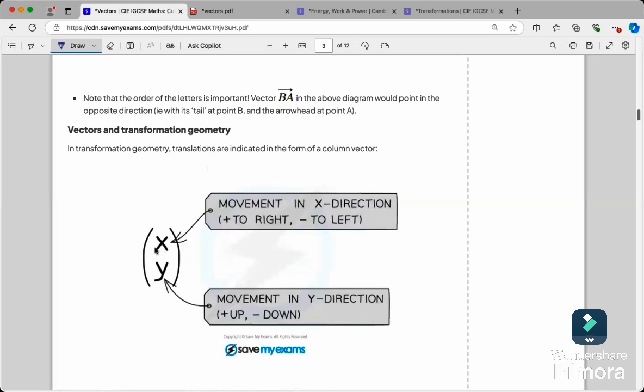Column vector: the first component is the X component and then the Y component. As you can see, this is your X axis and this is the Y axis. X can be plus or minus. Movement in the Y direction: plus means up, minus means down; plus to the right and minus to the left.